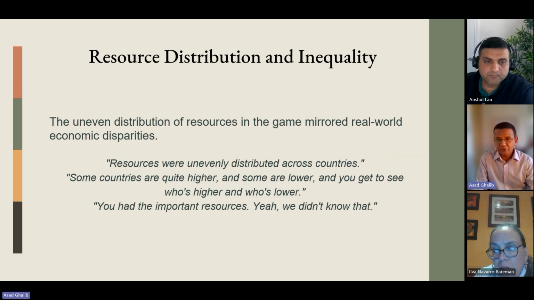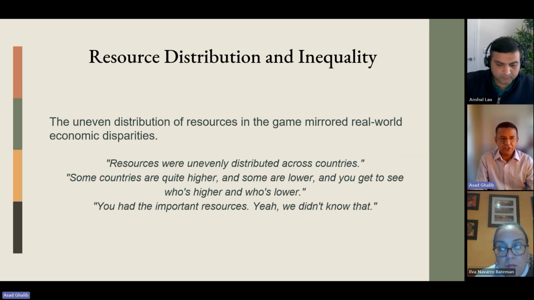Yes, inequality, of course, three categories of countries. They do tend to realize that there is an uneven distribution of resources, which mirrors and reflects the kind of disparities that we face in the real world. Resources were unevenly distributed across countries. Some are higher, some are lower, and you get to see which one is higher and which one is lower. So they could see the dynamics in the room about what kind of resources they've got.